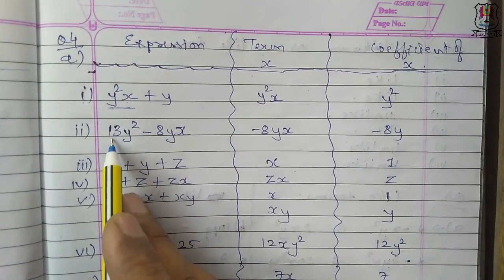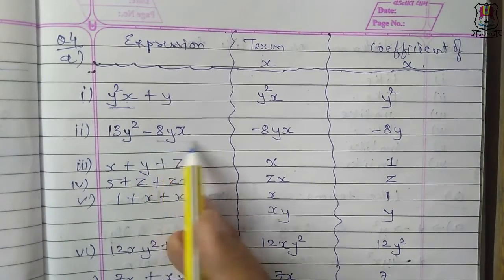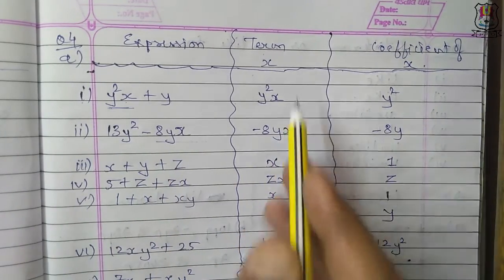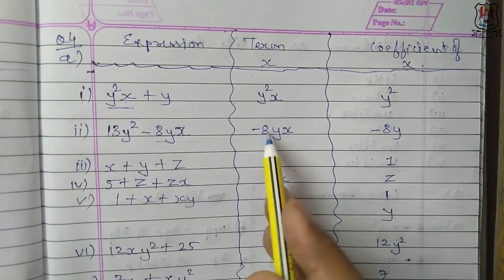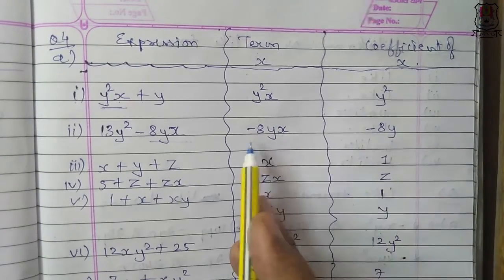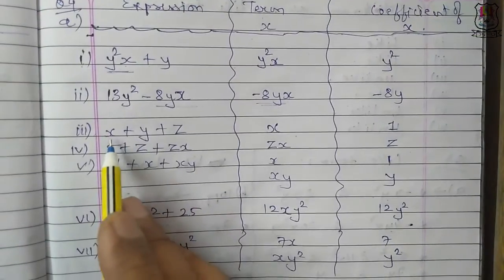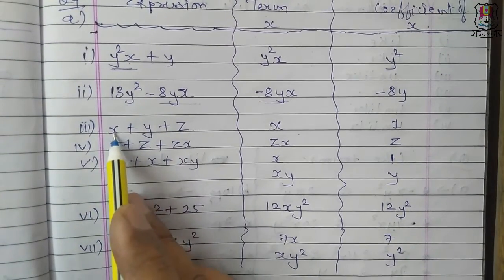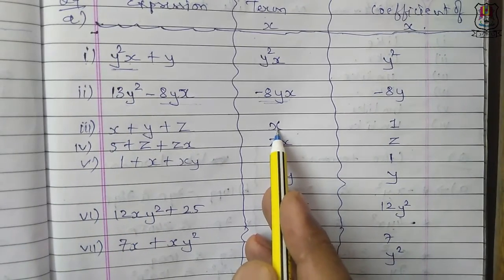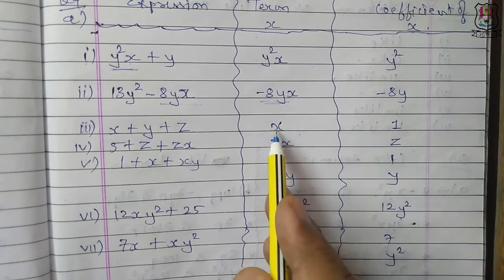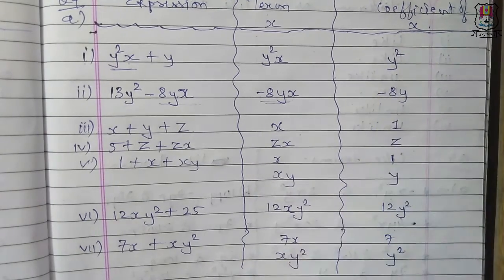The same way, second: 13y square minus 8yx. Here there is no x in the first term, so this is not considered. We are going to consider this one, minus 8yx, as the term x. And what is the coefficient? Whatever is before the x is the coefficient. So minus 8y is before x, so the coefficient is minus 8y. The same way, x plus y plus z: there is nothing in the other two as x, this is only x, so we are going to take this x as the term x. And there is nothing before this x, so 1 is to be considered, so 1 is the coefficient.